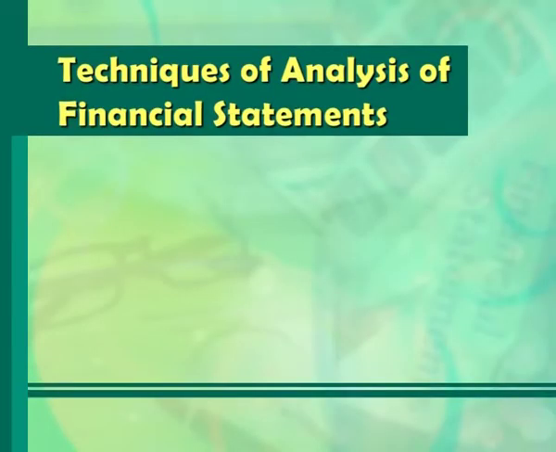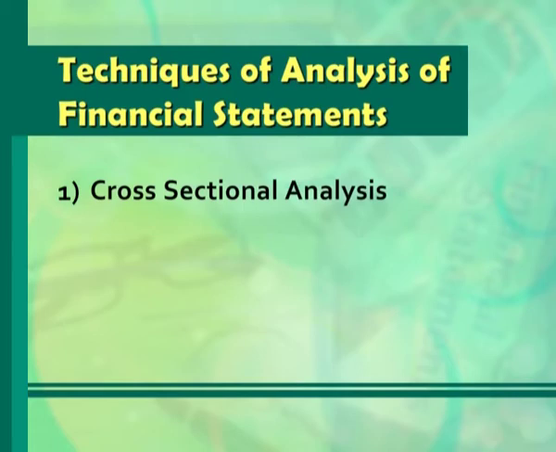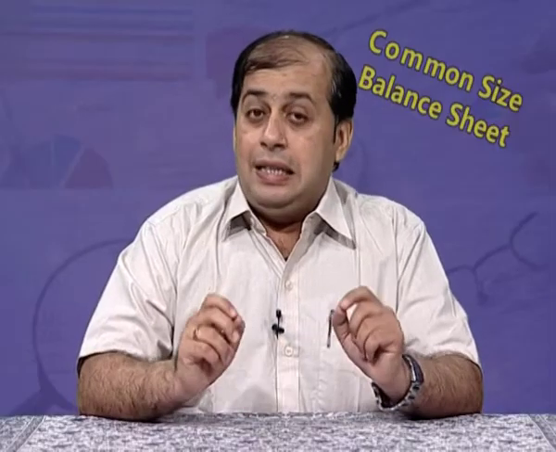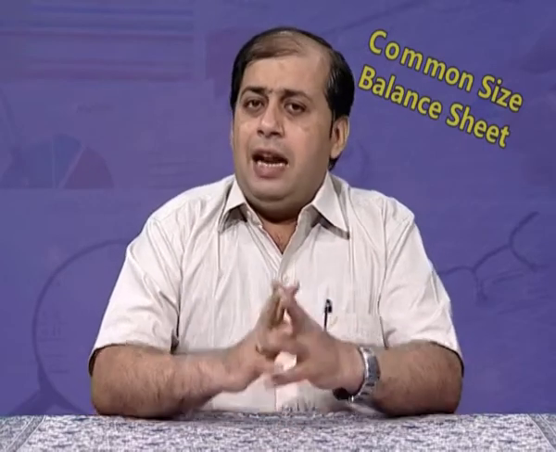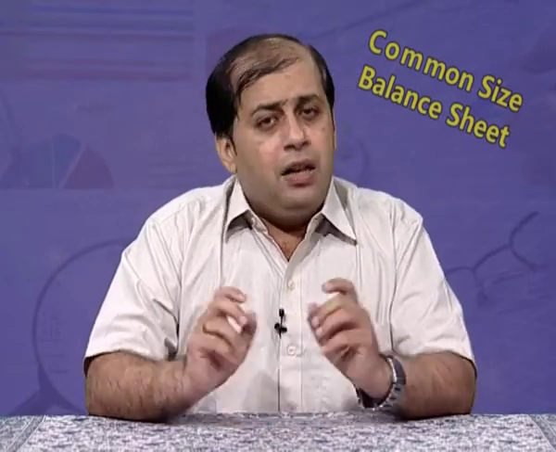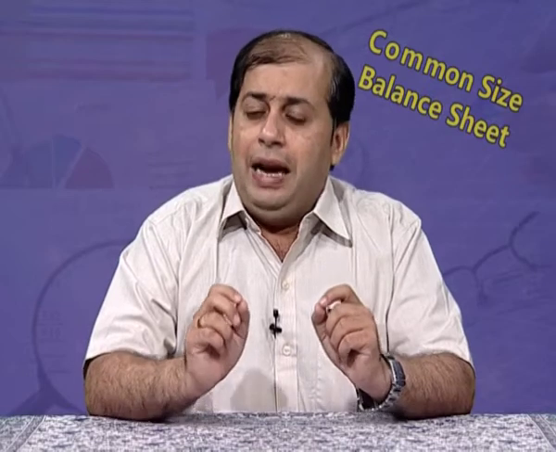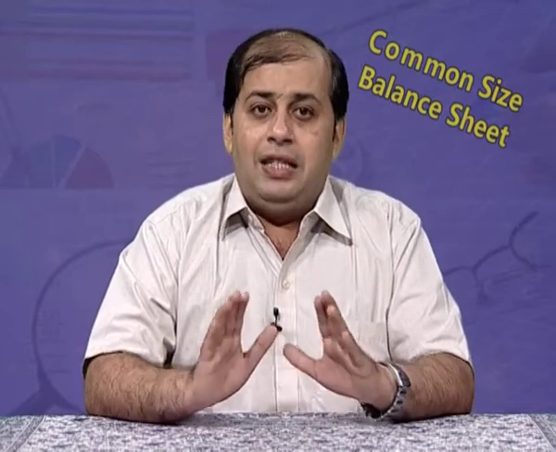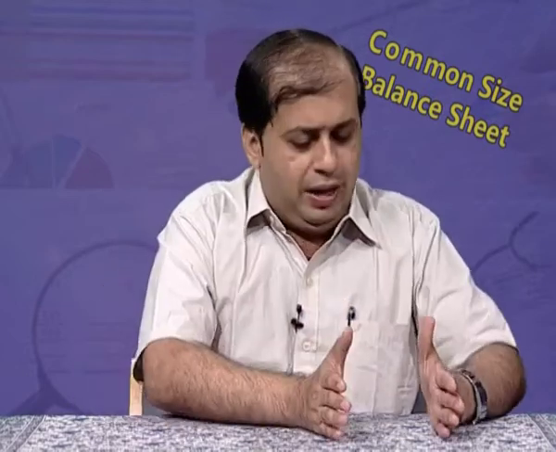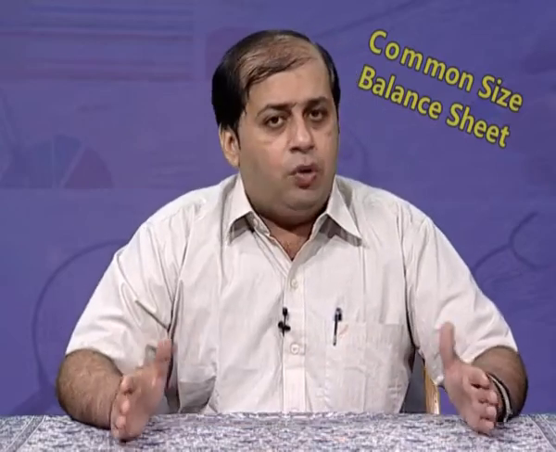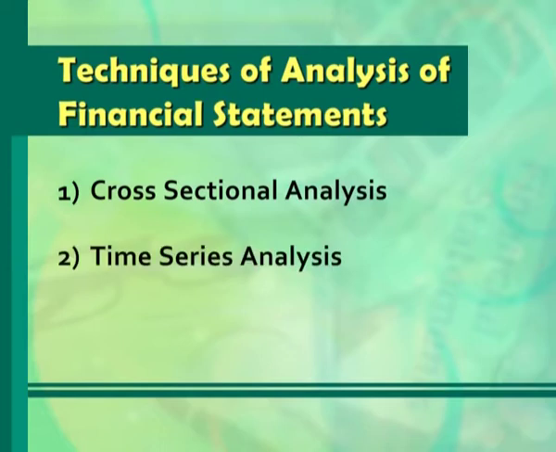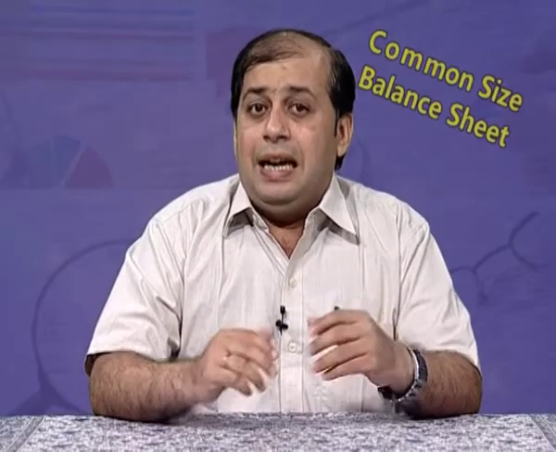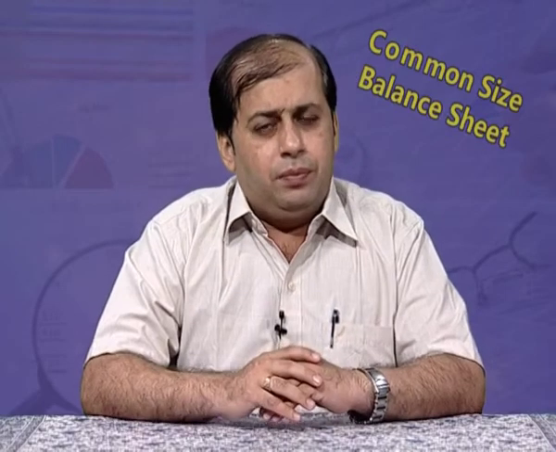They are cross-sectional analysis. Students, it is also known as inter-firm comparison. This analysis helps in analyzing financial characteristics of an enterprise with financial characteristics of another similar enterprise in that accounting period only. The second method is time series analysis. It is also called as intra-firm comparison.